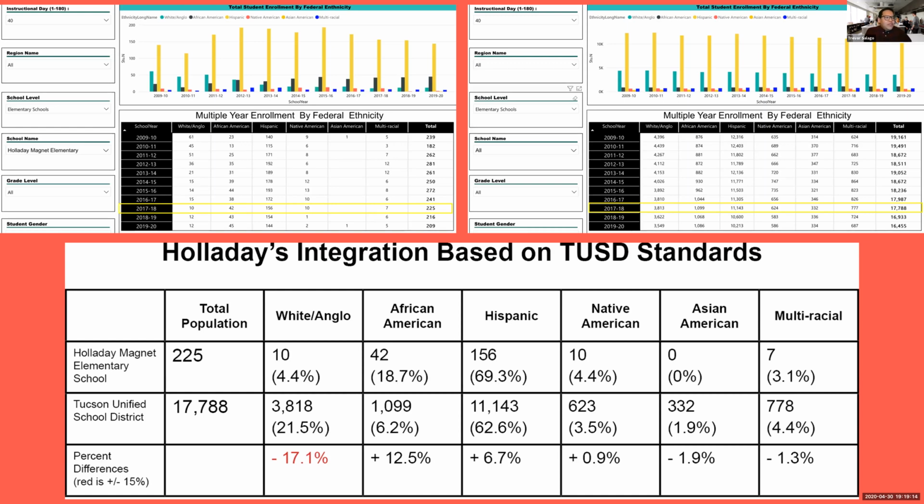No ethnic or racial group exceeds 70% for Holiday. However, you can see Holiday's white Anglo population exceeds 15% below the district's percentage. Holiday's African American population is nearing the 15% above the district's percentage. This ultimately means Holiday must increase its white Anglo population and also has room to increase its Native American, Asian American, and multiracial population.